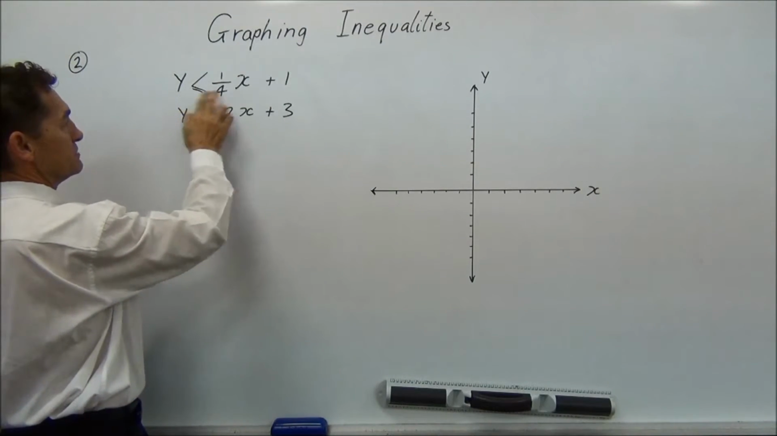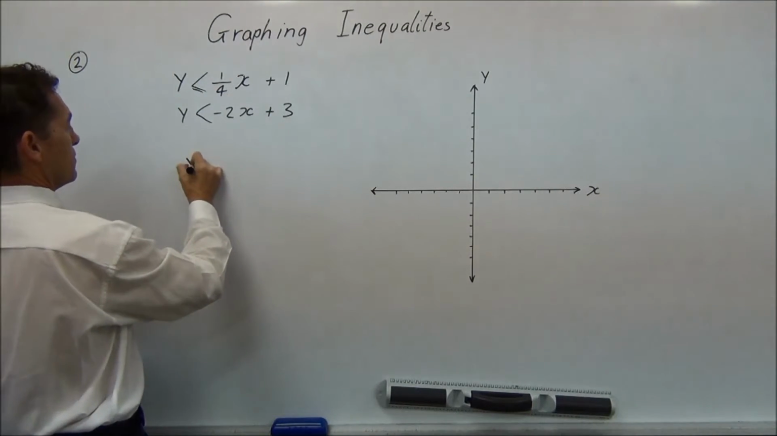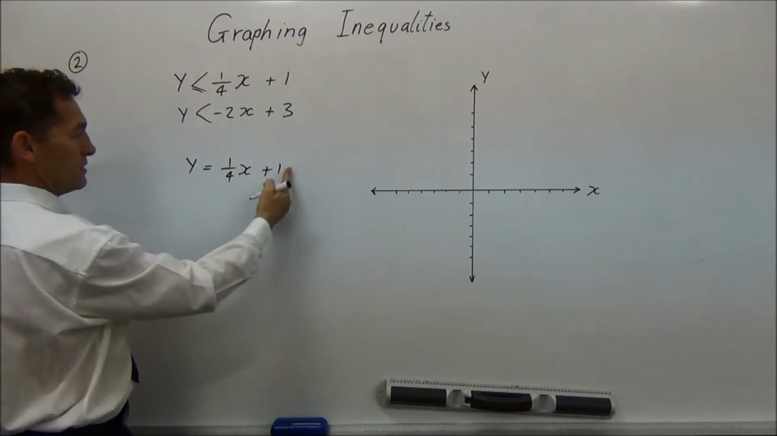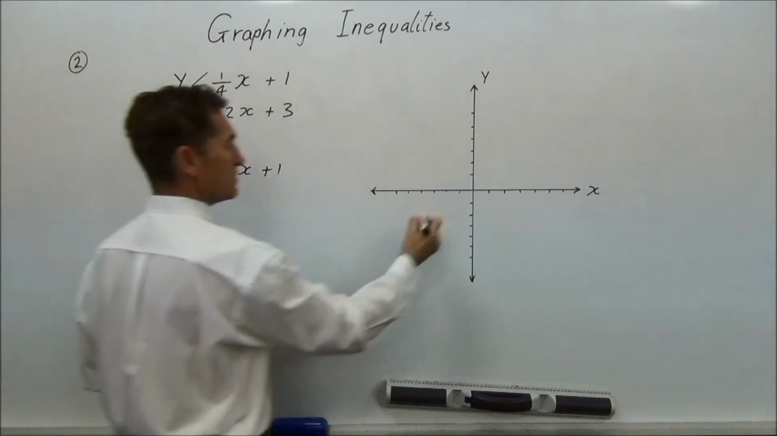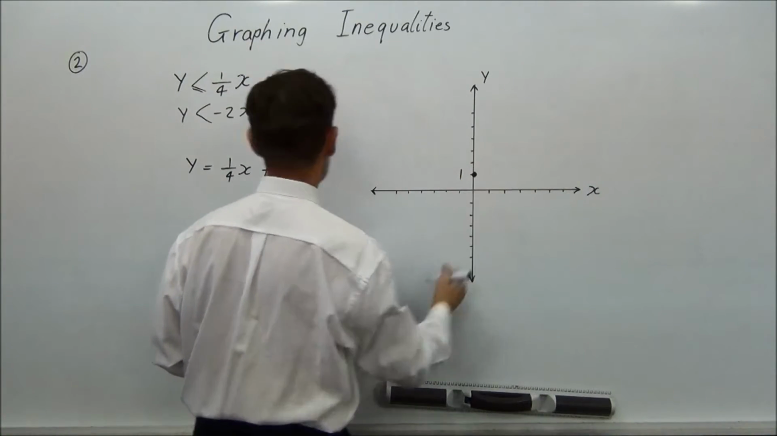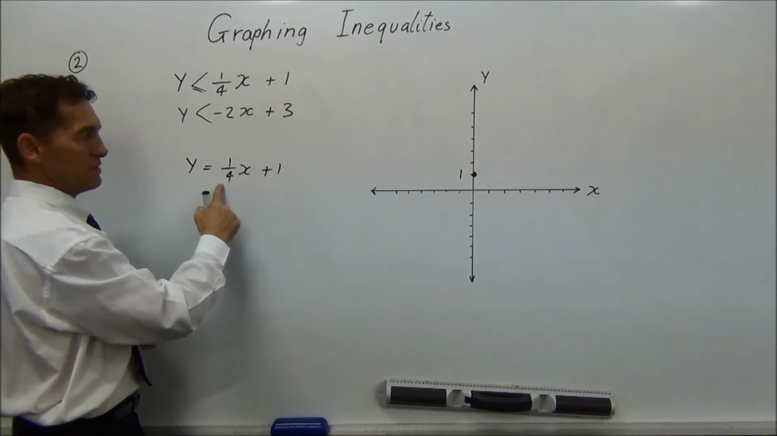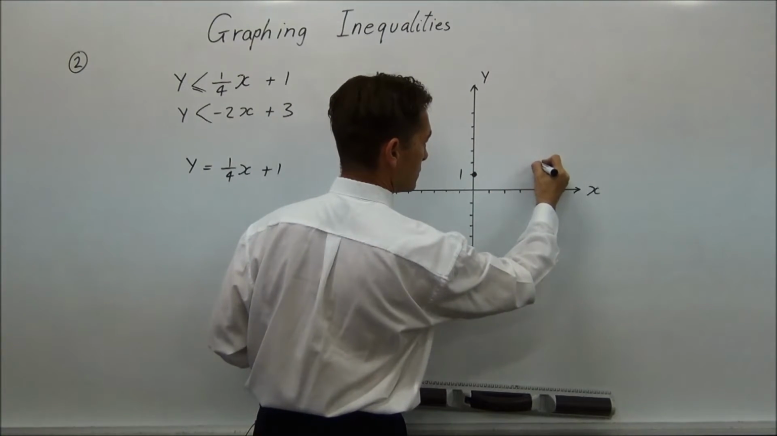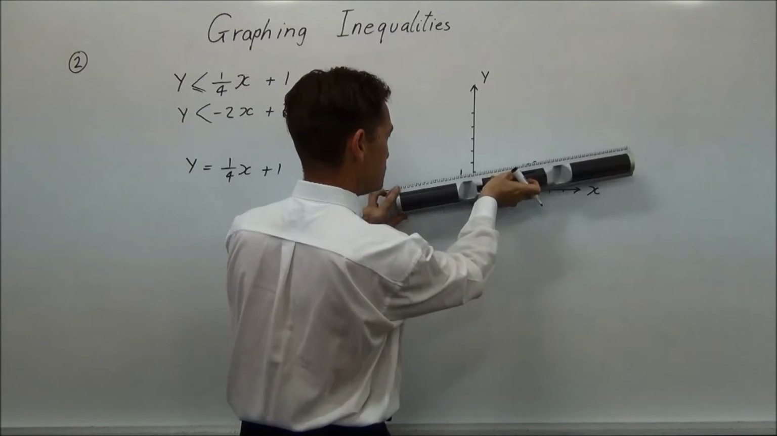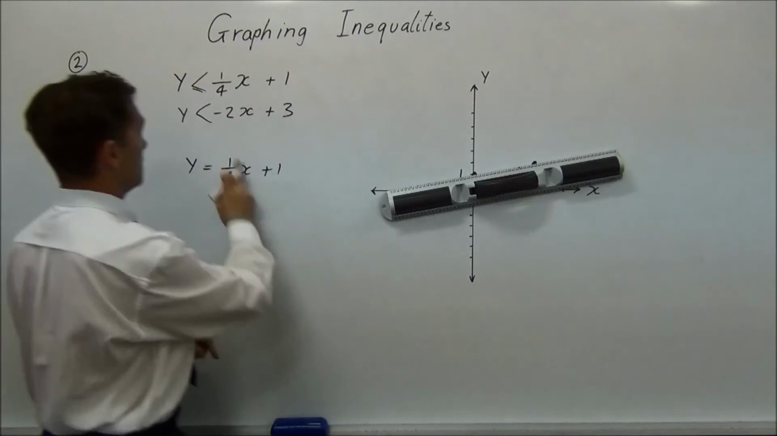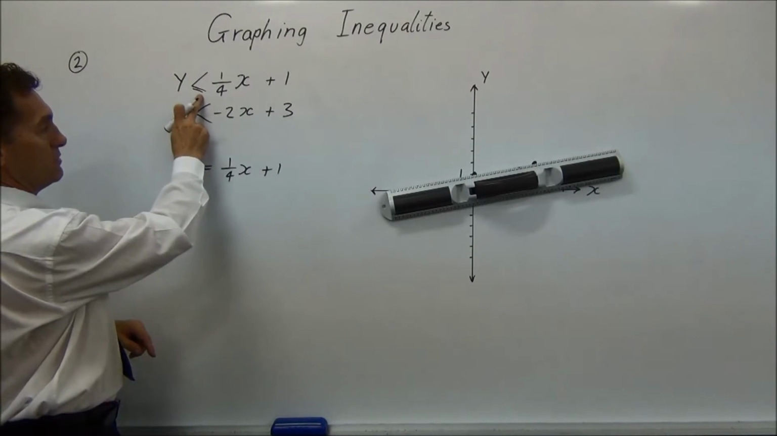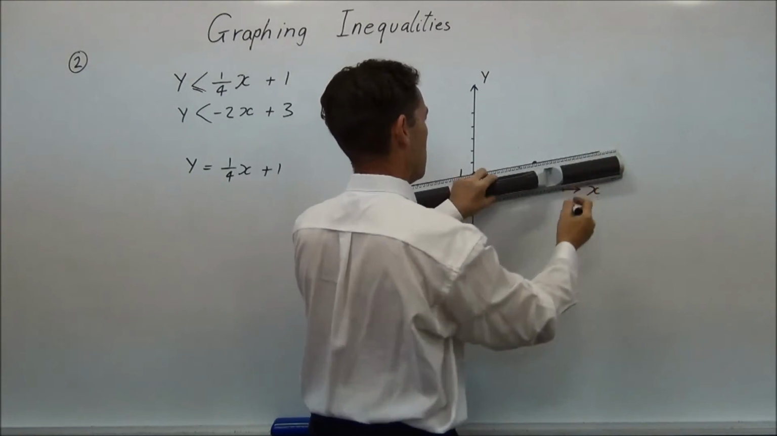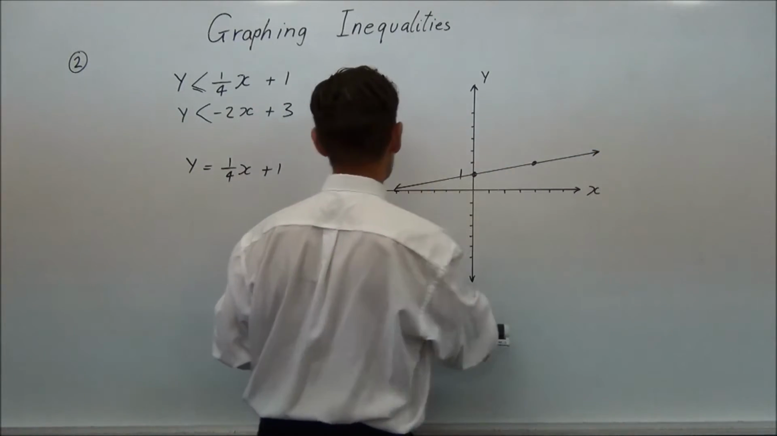So if we look at this line, this one first, we've got y equals 1/4 x plus 1. This is our y-intercept, so we'll put a dot at 1. This is our gradient rise over run, so we're going to go up 1, across 4, 1, 2, 3, 4, put a dot, join the dots. Look at the equation, so it's greater than or equal to, so we're going to have a solid line. Alright, there's our line for that.